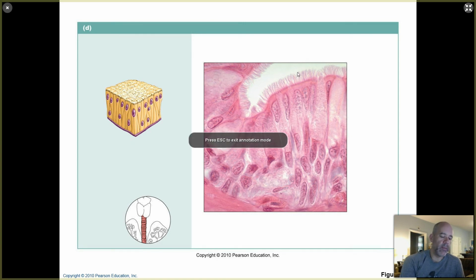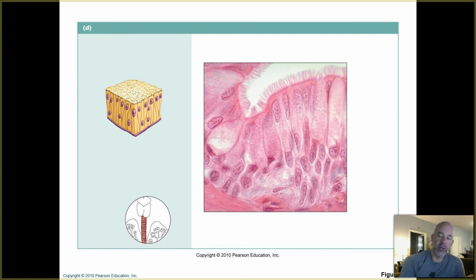All right, now if you saw a picture of many layers of cube-shaped cells, what would that be called? That would be a stratified cuboidal epithelium, and you do have that type of tissue along certain linings in the body.